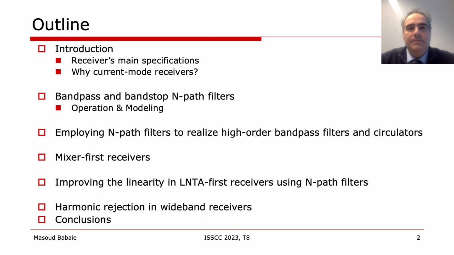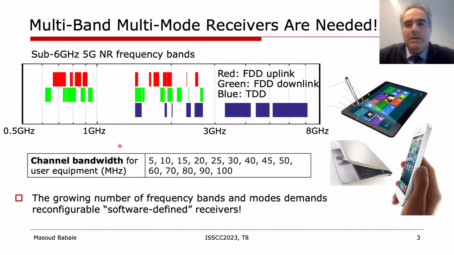As can be gathered from this slide, the so-called sub-6 GHz 5G receivers must be able to cover an operating frequency range from 600 MHz all the way up to 7.2 GHz. Moreover, they must detect signals with different channel bandwidths from 5 MHz to 100 MHz. Consequently, multi-band, multi-mode receivers are highly needed when considering the growing number of frequency bands, modes, and channel bandwidths in the sub-6 GHz 5G new radio standard.